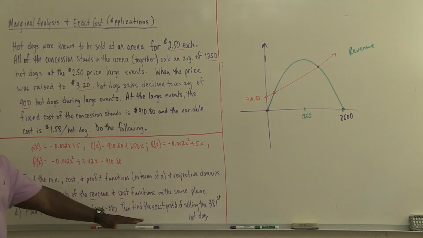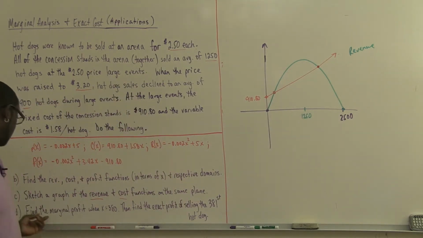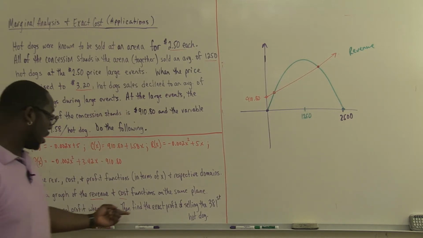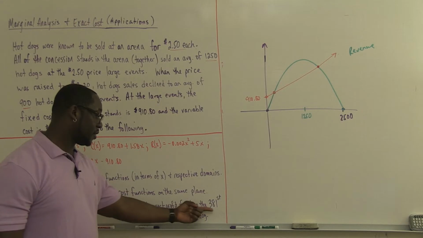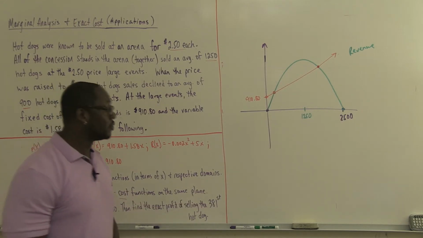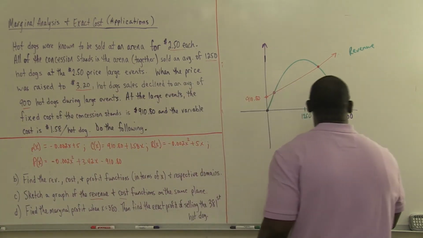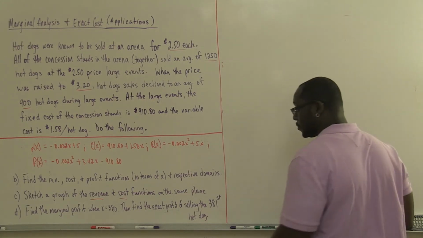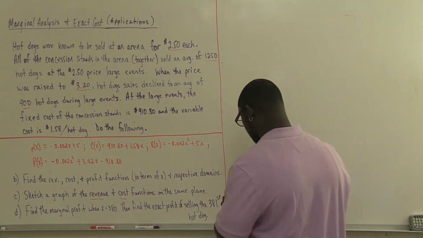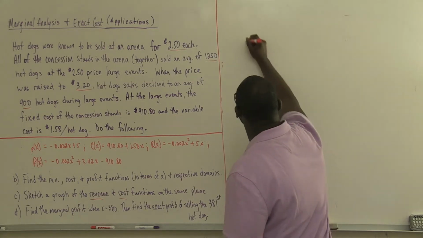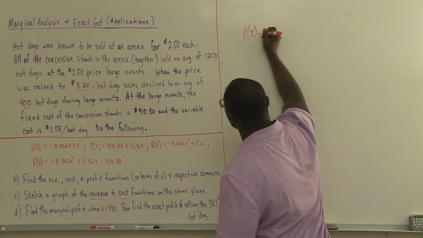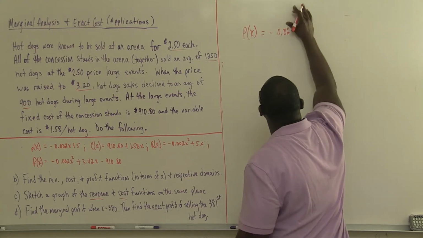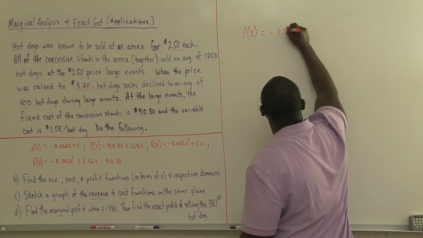So now what we want to do is do part D here, which is we want to find marginal profit when X is 380, and then find the exact profit of selling a 381st hot dog. Okay? So lastly, if we find a marginal profit, we know that our profit equation is just this.